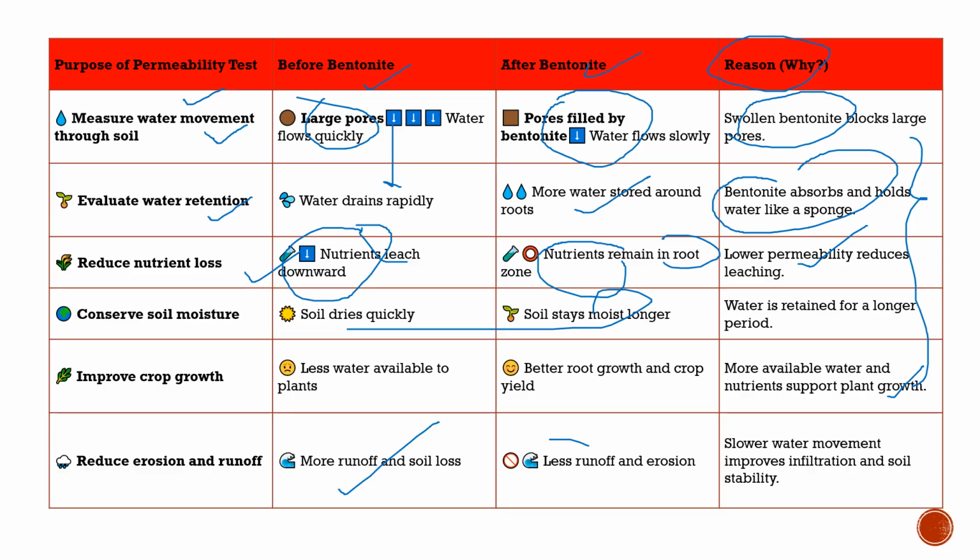After application, the runoff will be reduced and erosion will be reduced because there will be slower water movement and higher infiltration, and there will be more soil stability and formation of aggregates, making the soil stable after application of bentonite.